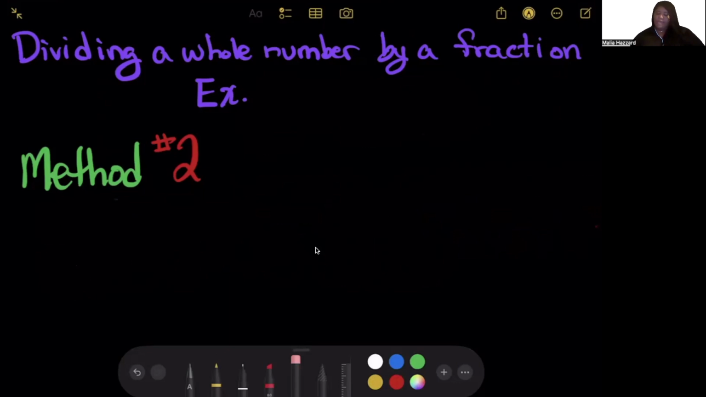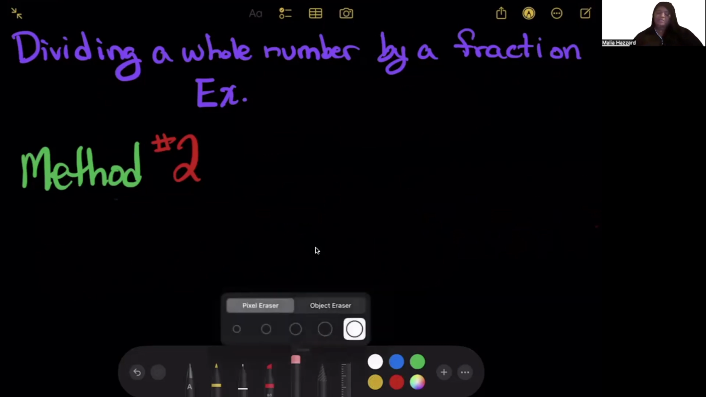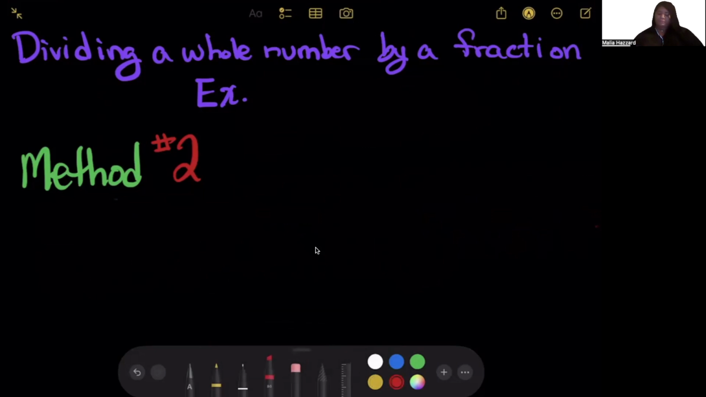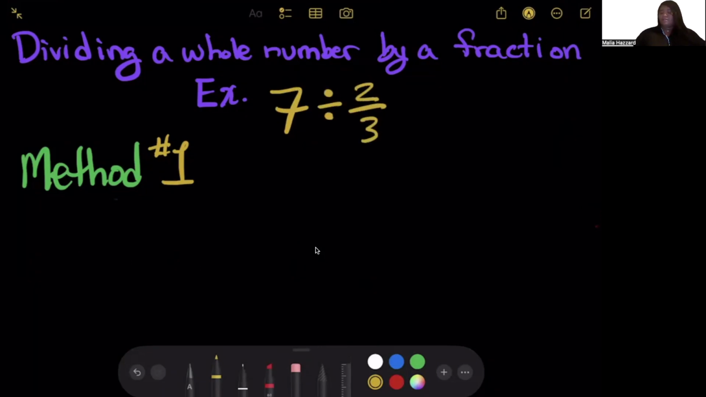Okay. Every problem is not going to end up being a nice, neat number. So let's look at what happens when it doesn't. Let's actually switch back to method number 1, since that is usually the more popular method. For my next example problem, I'm going to be doing 7 divided by 2/3.